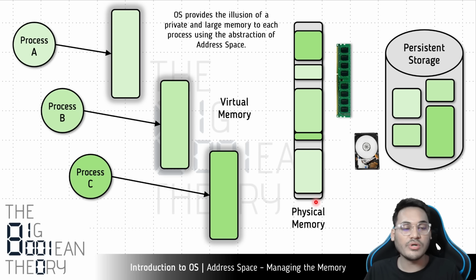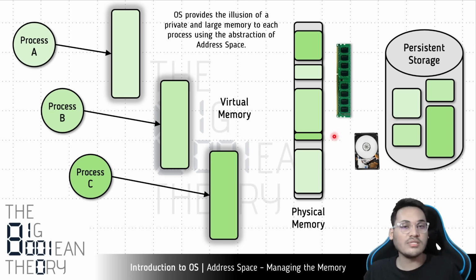How the operating system solves this problem is that it uses the persistent storage or the disk. Some of the addresses will now be mapped to the physical memory. As you can see, for process A, some of the addresses are mapped to the physical memory and the rest of the addresses will be mapped to the disk.